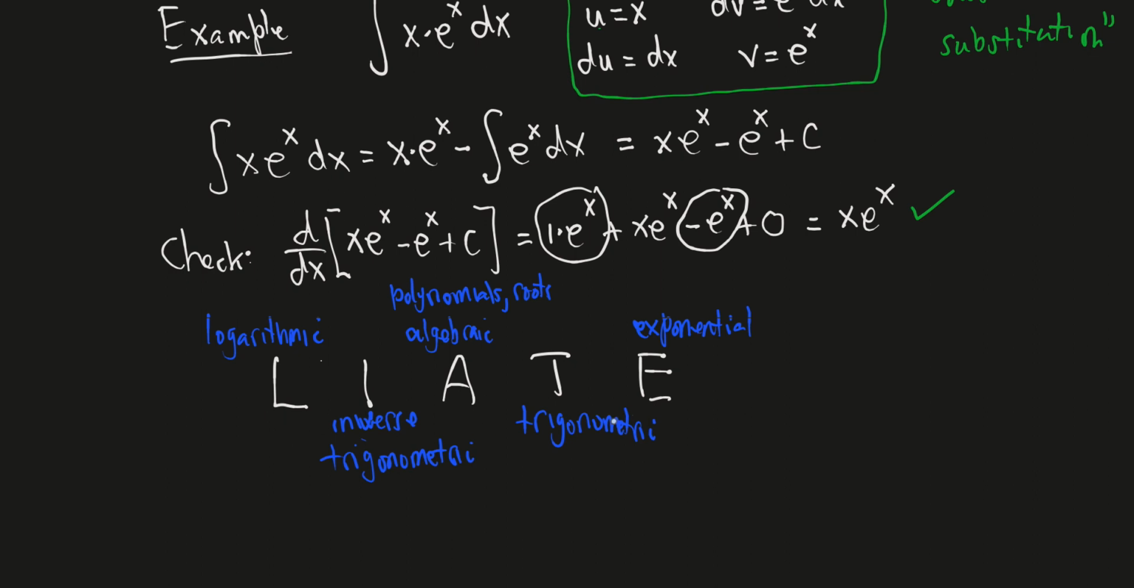This is how we make a choice. We're going to have to look at the function, the integrand that's given, and we're going to have to identify what types of functions are present in the integrand. So we're going to have to categorize them as an L times an A, or a T times an E, or an I times an A. So we're going to have to identify the types that are in there.